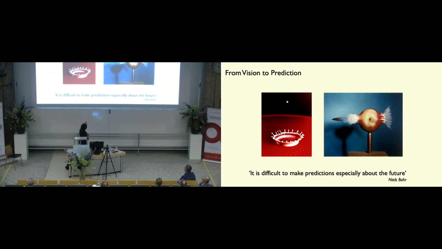There's a nice quote here from Niels Bohr. It's difficult to make predictions, especially about the future. Who knew that Britain would have Brexit and a pandemic and drought? Who knew we would have summers? Anyways, this is really nicely documented by these wonderful photographs by Edgerton. The milk drop is one of my favorites.